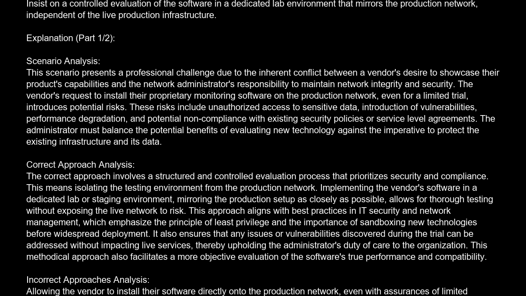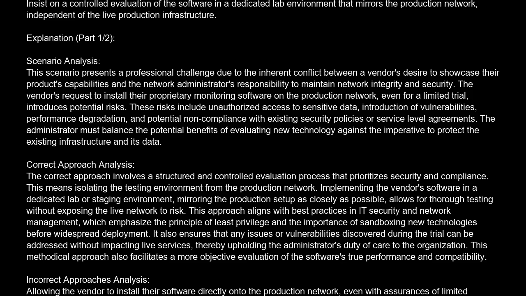Scenario analysis. This scenario presents a professional challenge due to the inherent conflict between a vendor's desire to showcase their product's capabilities and the network administrator's responsibility to maintain network integrity and security. The vendor's request to install their proprietary monitoring software on the production network, even for a limited trial, introduces potential risks. These risks include unauthorized access to sensitive data, introduction of vulnerabilities, performance degradation, and potential non-compliance with existing security policies or service-level agreements. The administrator must balance the potential benefits of evaluating new technology against the imperative to protect the existing infrastructure and its data.